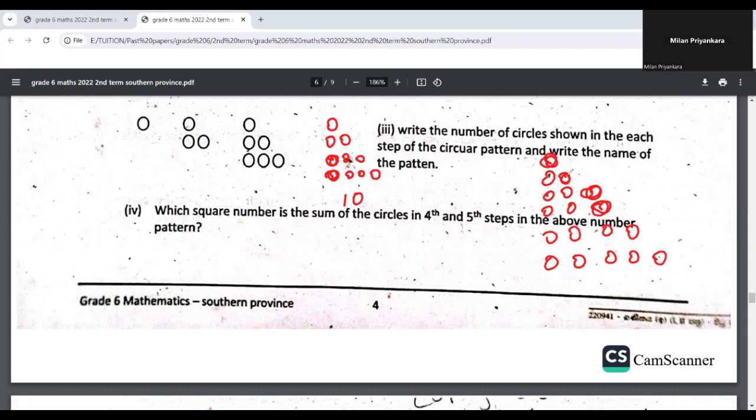So I think you understand this one. This is also a circular number, right? So 10 plus 1, 2, 3, 4, 5. This is going to be 15, right? So then you know that 10 plus 15 is equal to 25, and you know that 25 is a square number, because 5 into 5 is equal to 25. So your answer should be 25. That is the answer for this part.